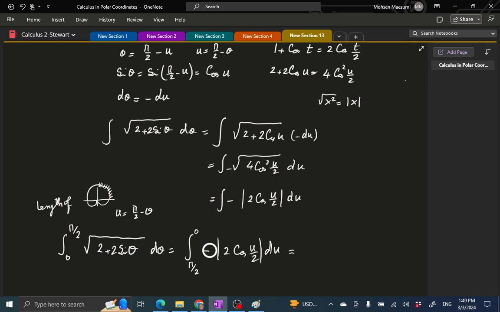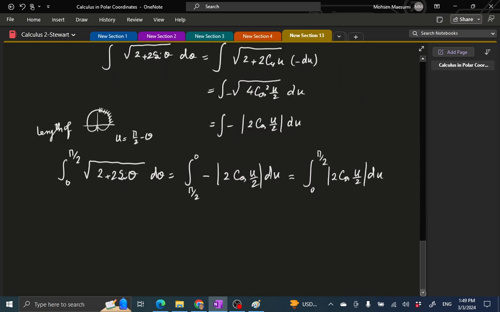Now we can exchange this negative by exchanging the limits of the integral. So it becomes the integral from 0 to pi over 2 of the absolute value of 2 cosine of u over 2 du. You notice that between these two angles, cosine of half of this is always positive, obviously. So I can do away with the absolute value, and it becomes 2 cosine of u over 2 du. The antiderivative of this is 4 sine of u over 2 from 0 to pi over 2.